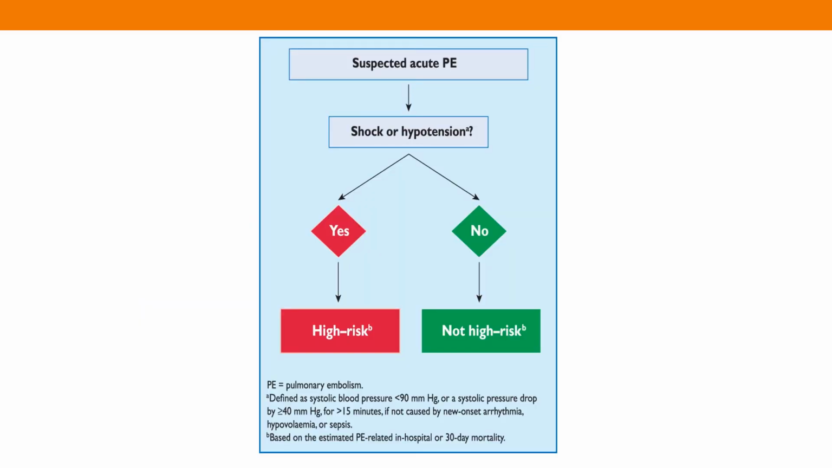This just summarises how you determine whether a patient is high risk or not, and that's obviously with the presence of shock or hypotension. This is defined as systolic blood pressure of less than 90 millimeters of mercury, or a systolic pressure drop by greater than 40 millimeters of mercury for over 15 minutes, if not caused by any other cause.